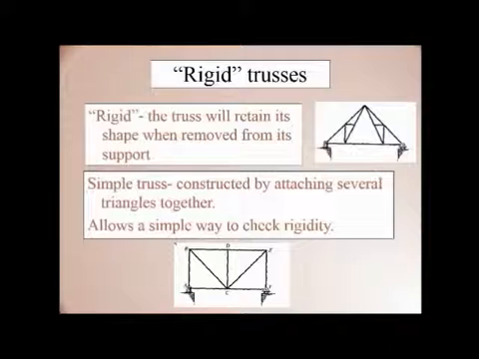Now what is a rigid truss? The truss will retain its shape when moved from its support. That means if it is connected to any of the supports, and if you move that support, the truss will remain in the particular shape, and that is why we call it rigid. Simple trusses are constructed by attaching several triangles together, which allows a very simple way to check rigidity. Now from this, if you remove this support also, the structure will be the same, so it is a rigid truss.